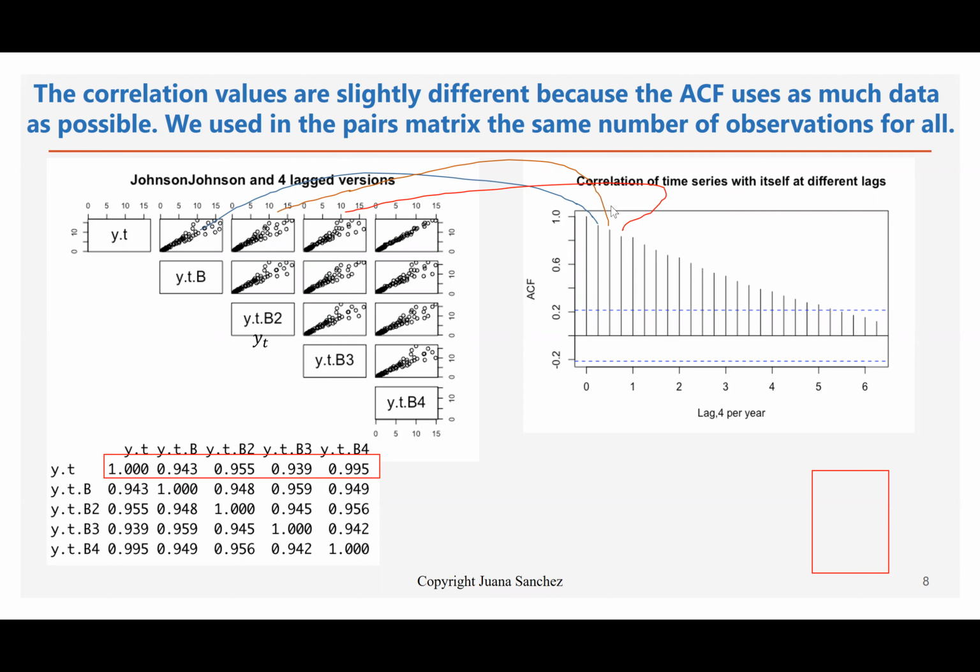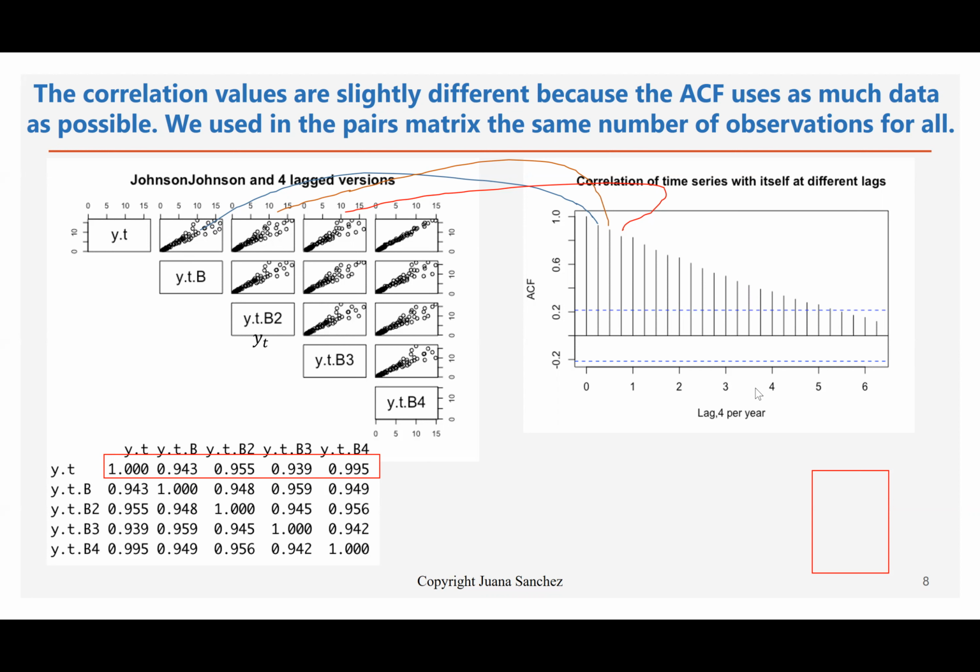YT minus 3 is represented by the height of the fourth vertical line. And then the correlation between YT and YT minus 4, which is represented by the last scatter plot on the top row, is going to be the height of the fifth vertical line here, as represented on the y-axis. So there is a correspondence between the first row of the correlation matrix, the first row of the pairs matrix, and the heights of the first, second, third, fourth, and fifth lines.